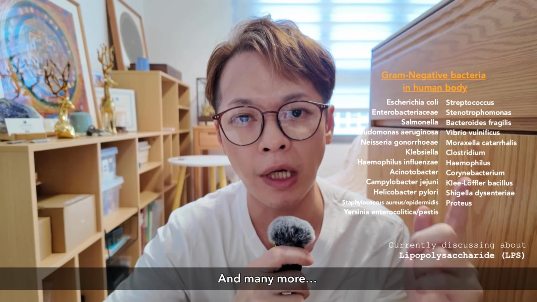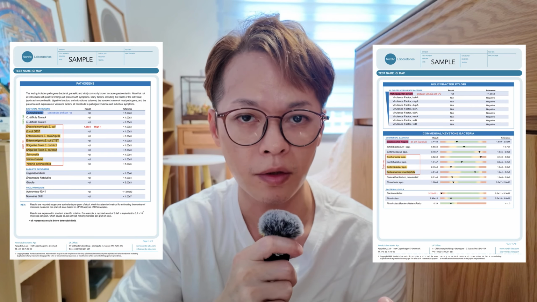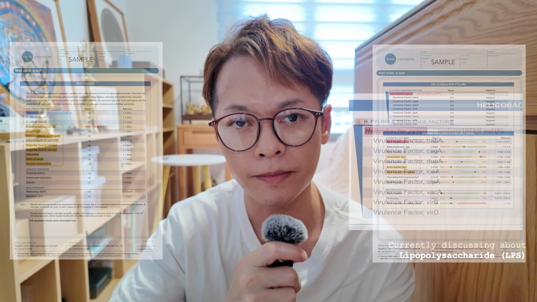Over here on the right, there's a list of gram-negative bacteria, which can greatly increase the level of LPS in your body. And I usually use a GI MAP test to keep a lookout for all these gram-negative bacteria. Notice I've highlighted H. pylori bacteria because this will be discussed in my upcoming video. Basically, H. pylori can release urease, which can alter the environment of your gut and cause a series of gut-related issues. And if you Google LPS online, a lot of diseases like non-alcoholic fatty liver disease, gut inflammation, gut dysbiosis, irritable bowel disease, and leaky gut are highly associated with LPS.